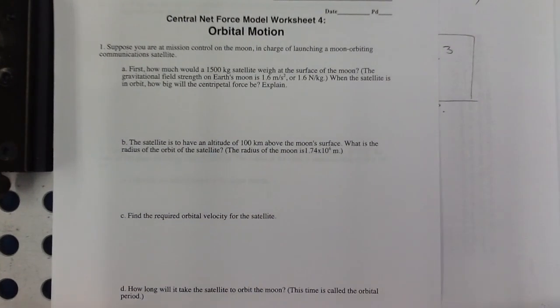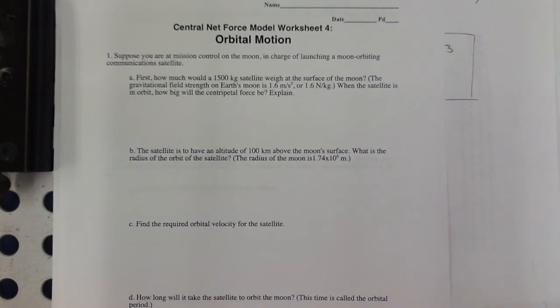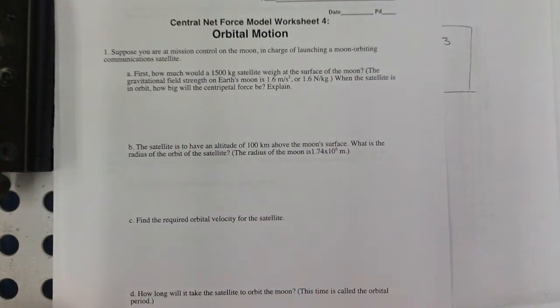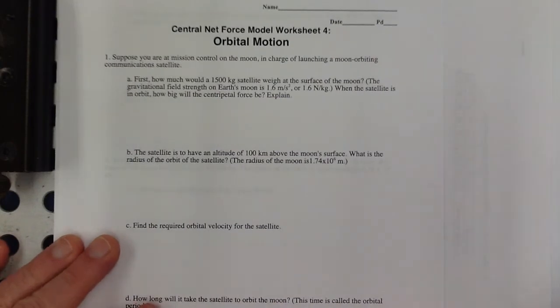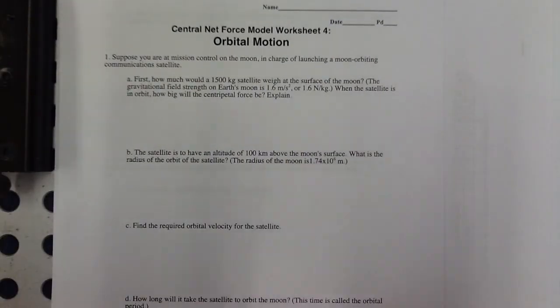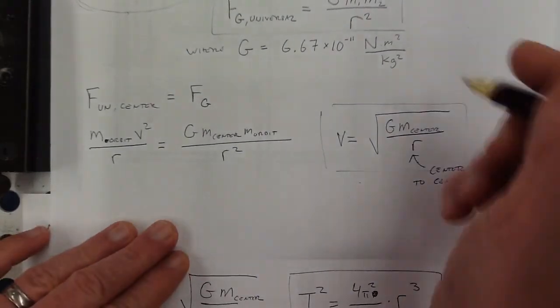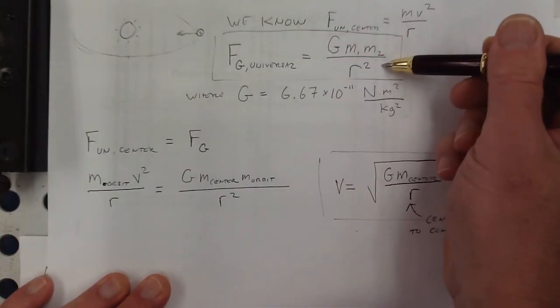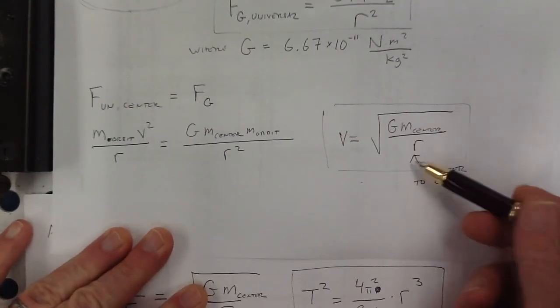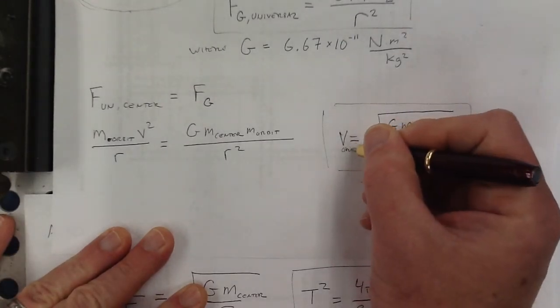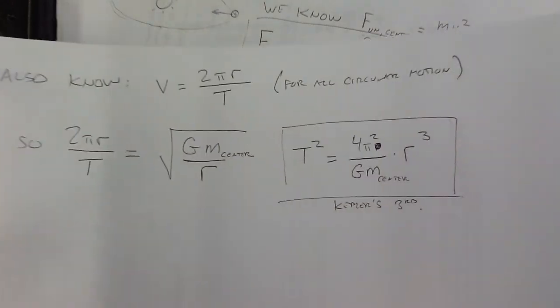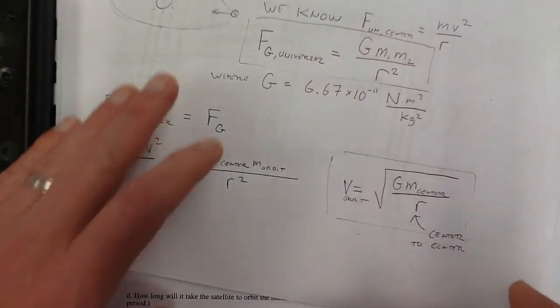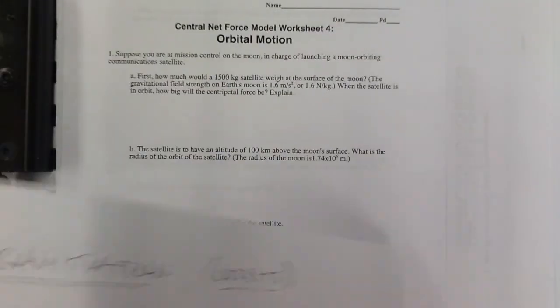I'm going to go ahead and do circular motion 4. This is about orbital motion. You should have your notes handy. There are a few new equations that we're going to need. Those are this, the velocity of something that's in orbit, and this. Okay, so I've got those handy.